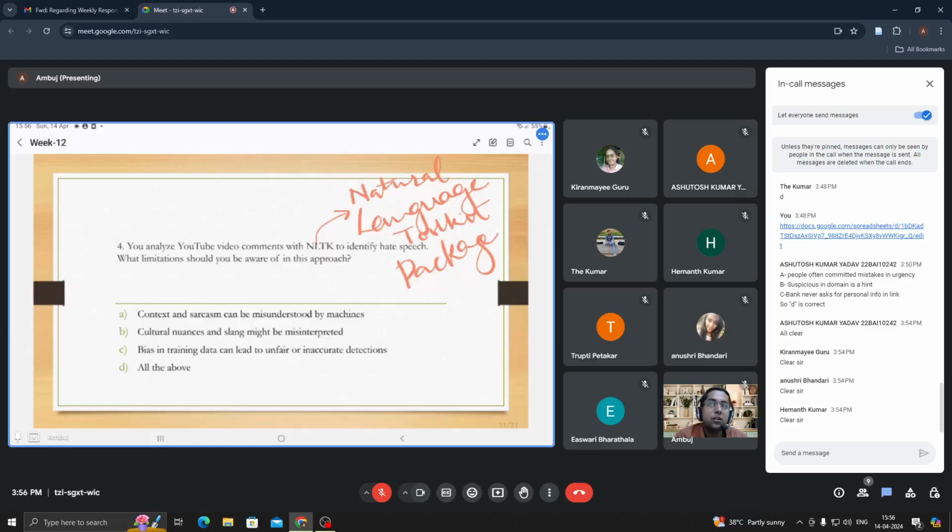Option A: context and sarcasm can be misunderstood by machines. Maybe, maybe not. Go through it, try to answer it. Then another option is cultural nuances and slang might be misinterpreted. Another option is bias in training data can lead to unfair or inaccurate detections, and D is all of the above. Try to answer this type of question.